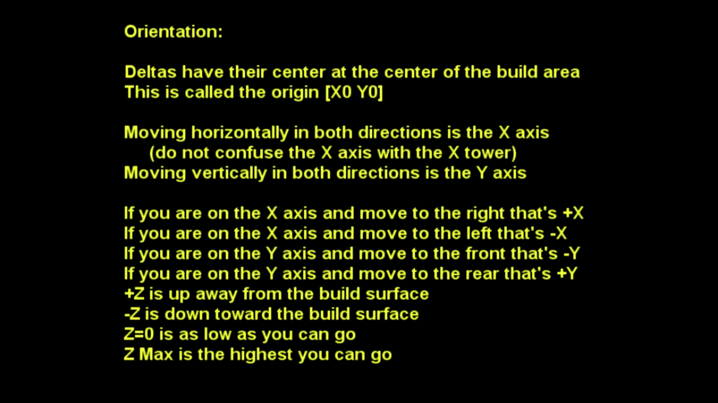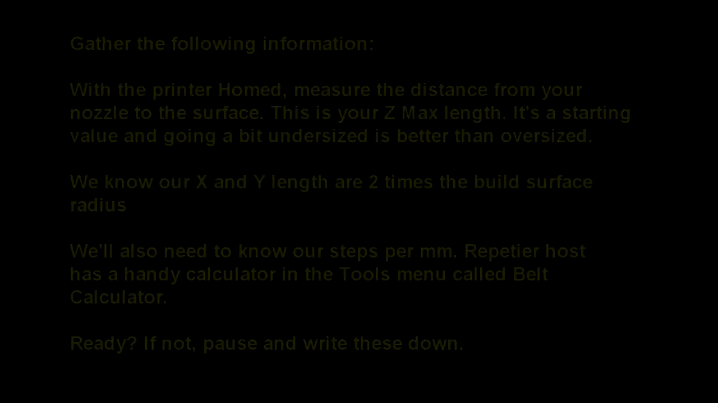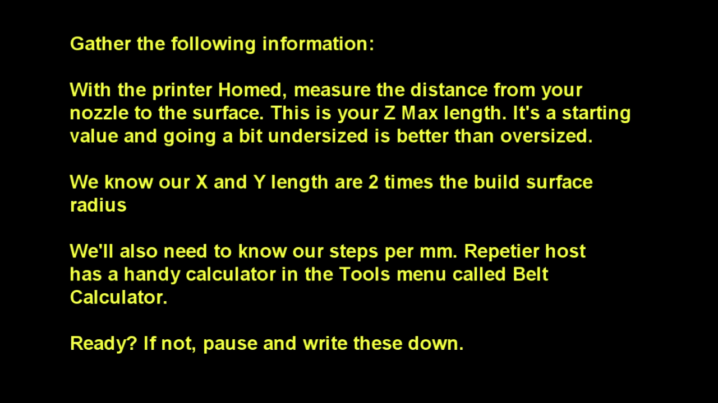Z max is the distance measured from the nozzle to the build surface when the printer is homed to the top. If you followed along with my first test video, then the last step was to home your printer. Use a metric ruler to measure the distance from the tip of your nozzle to the build surface while homed. This is your Z max length. Better to underestimate this distance than overestimate, since we'll need some room to adjust the end stop offsets.